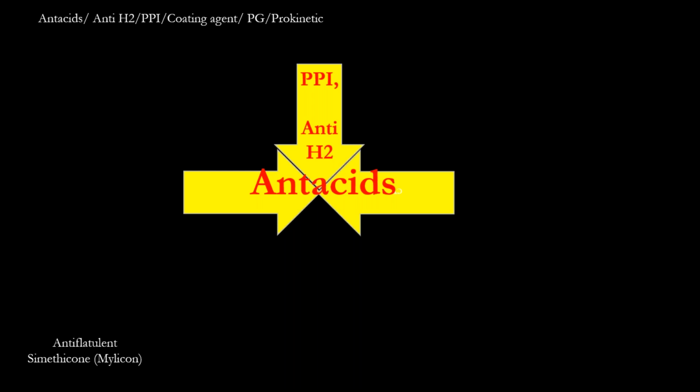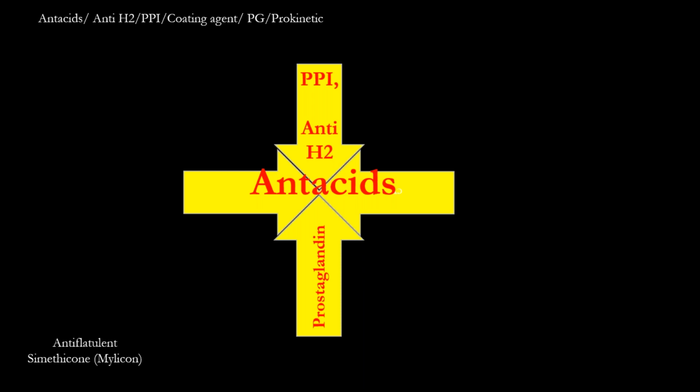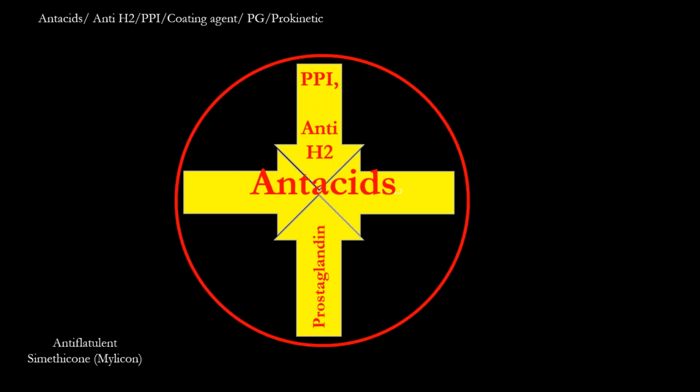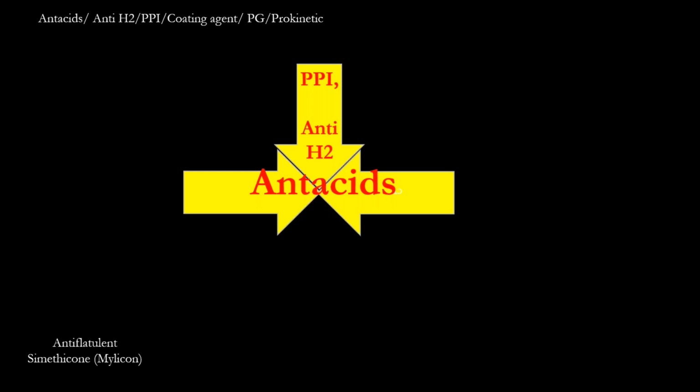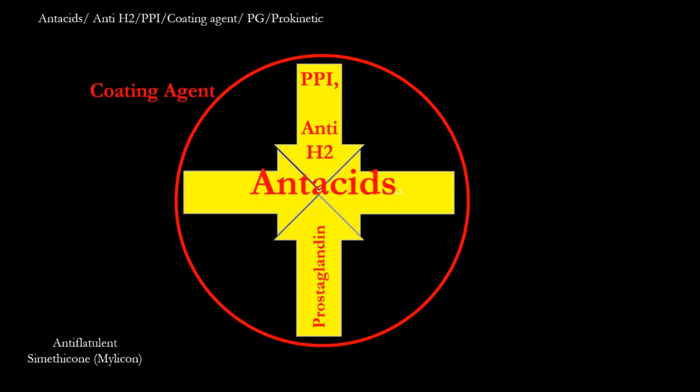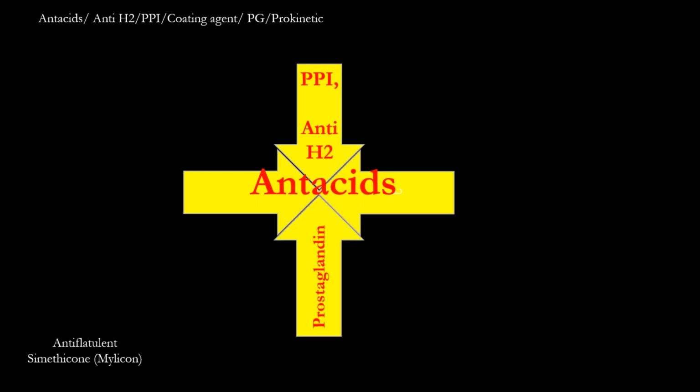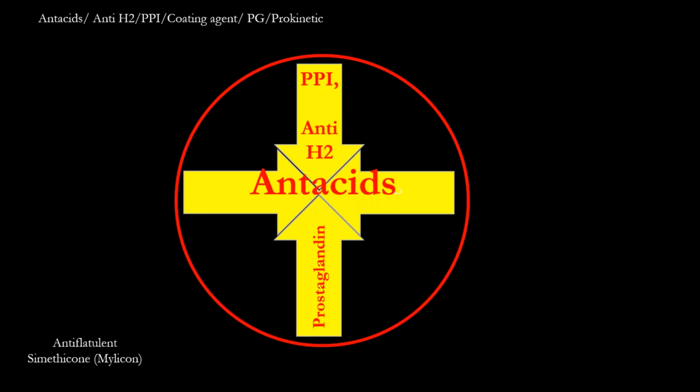The anti-H2 and the PPI decrease the production of gastric acid. They are not neutralizing. They are going to decrease the gastric acid. Then we have the prostaglandins that are going to increase the thickening of the mucus of the stomach. And then we have the coating agent, sucralfate, that is going to give an extra cover of the mucus to protect against gastric acid.